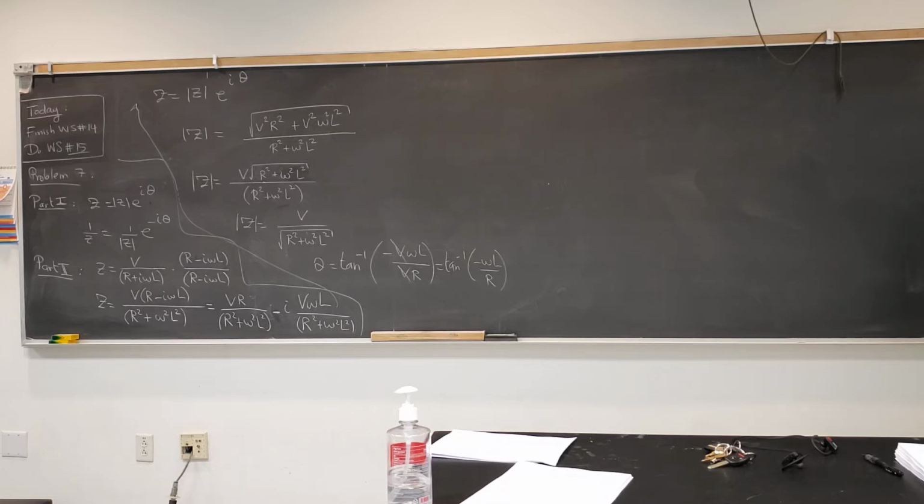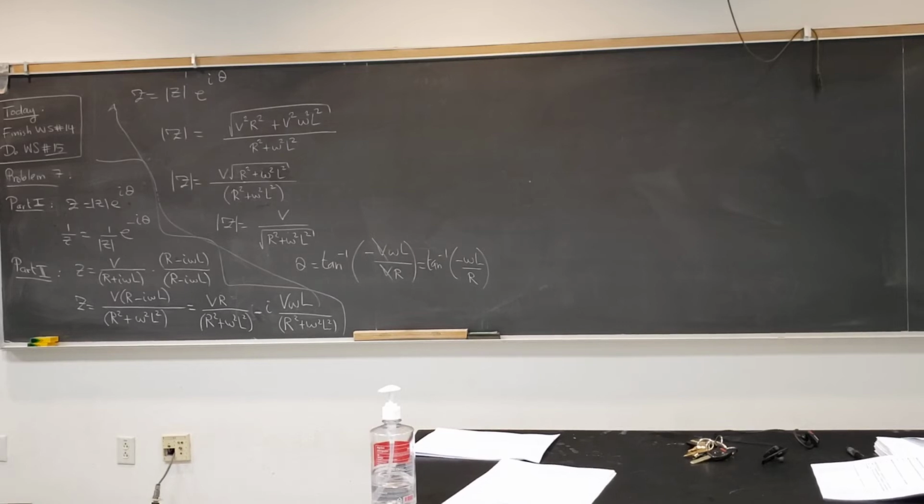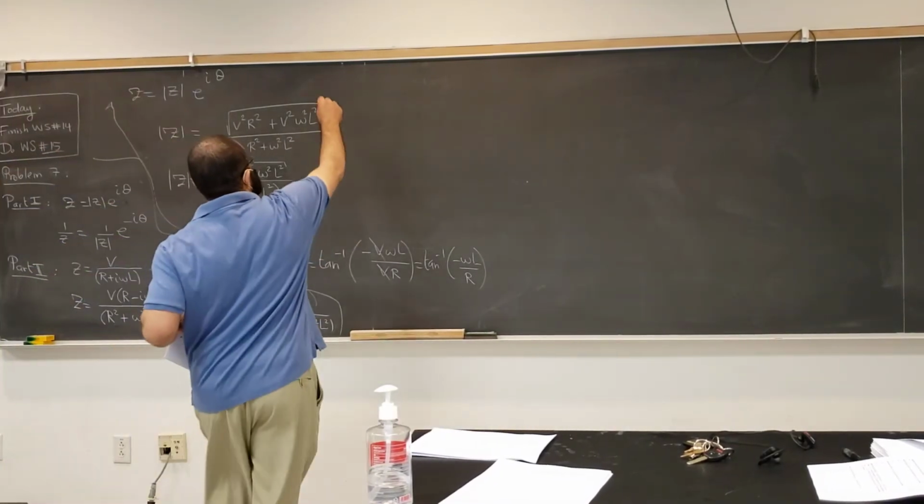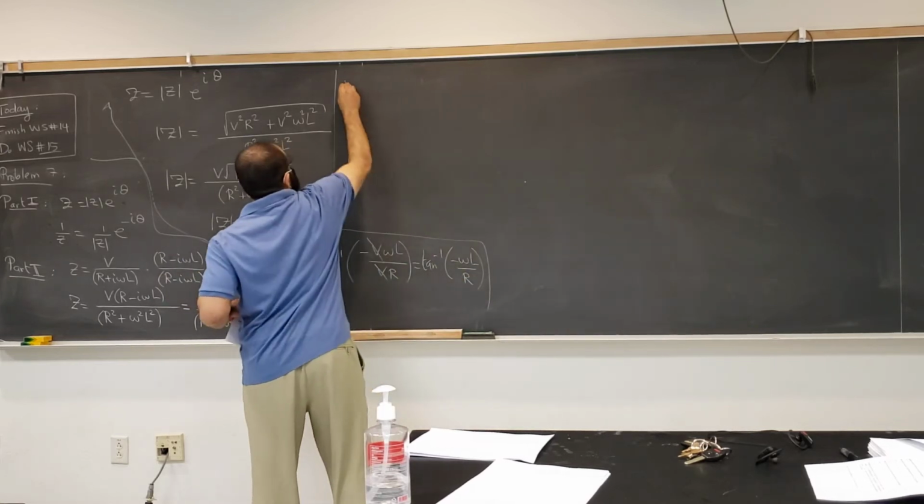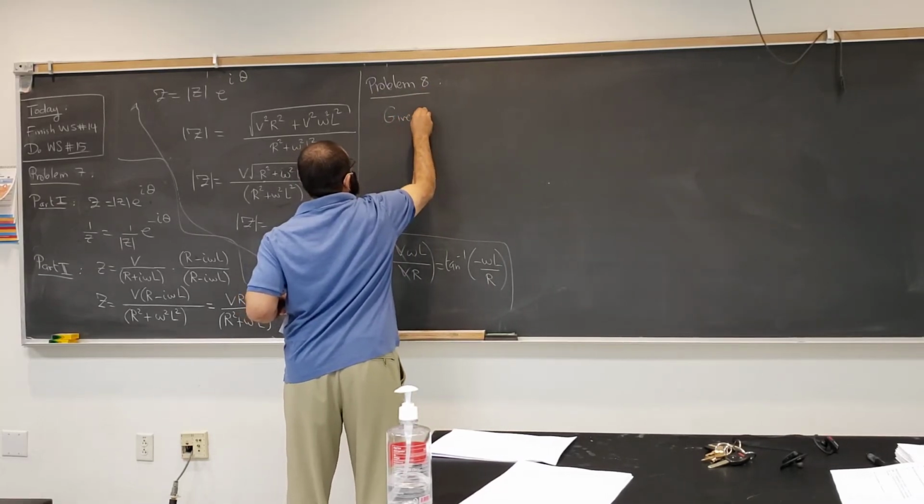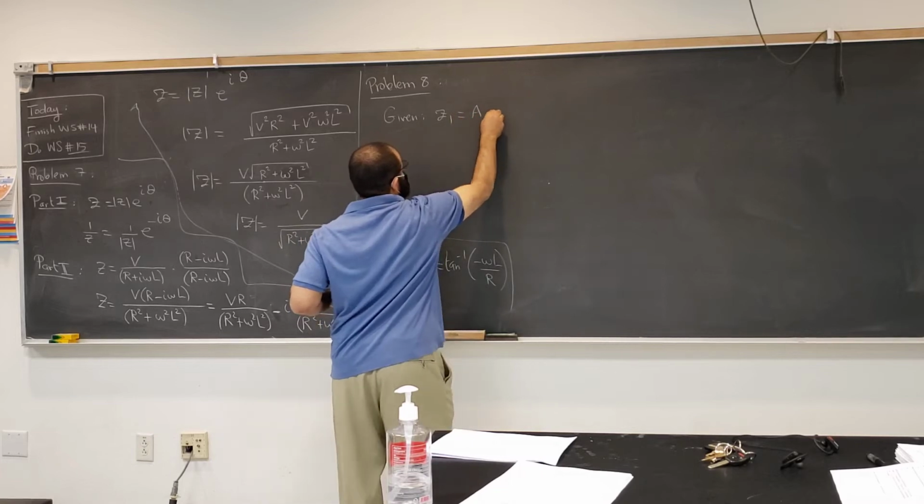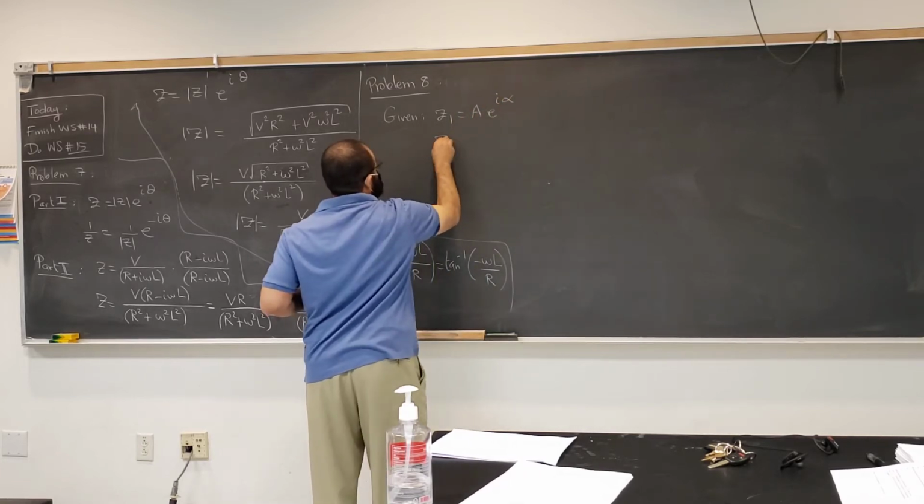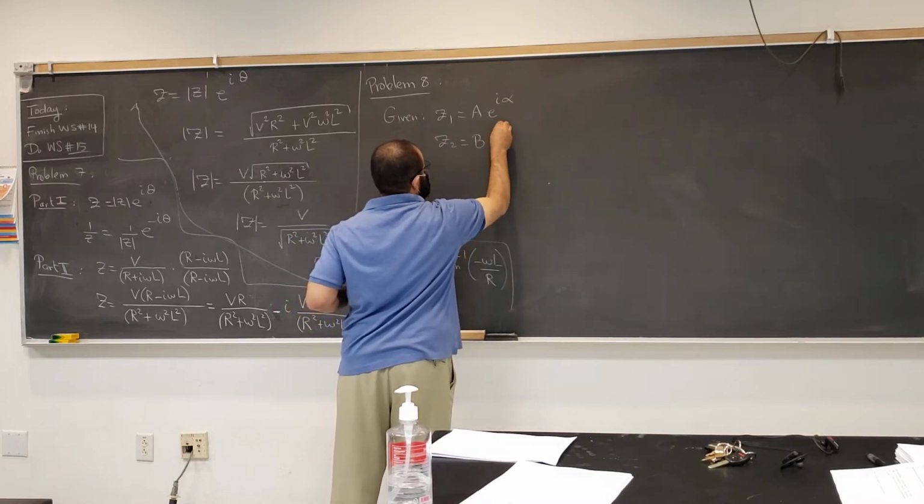So problem 7 is done. Number 8. Let me just summarize here for problem 8. Here's what's given. Z1 is equal to A e to the I alpha. Z2 is equal to B e to the I beta.